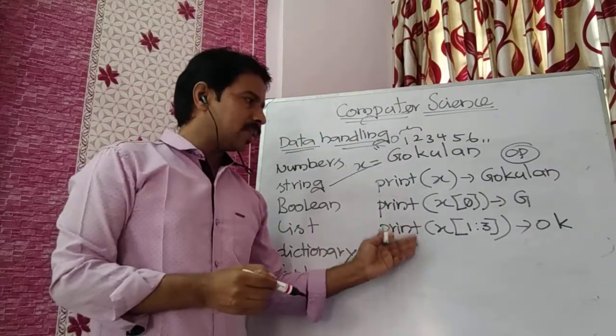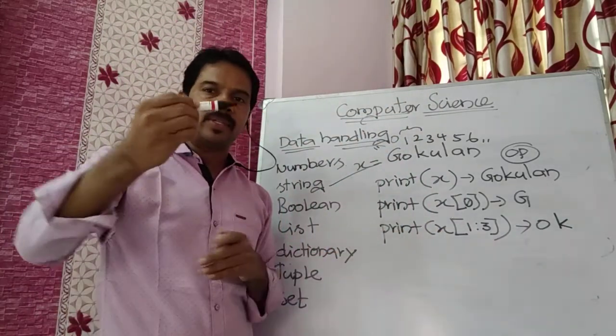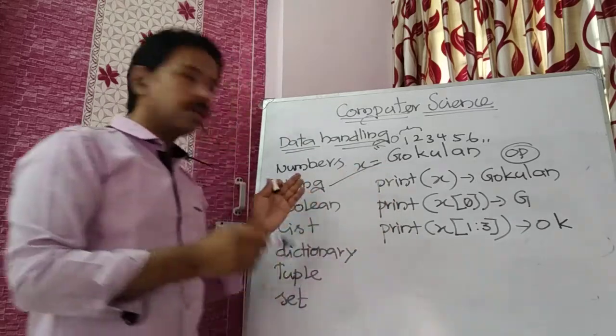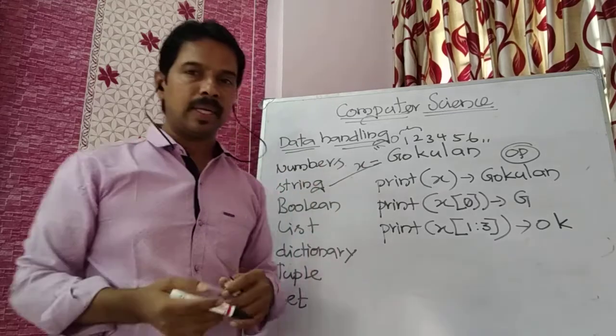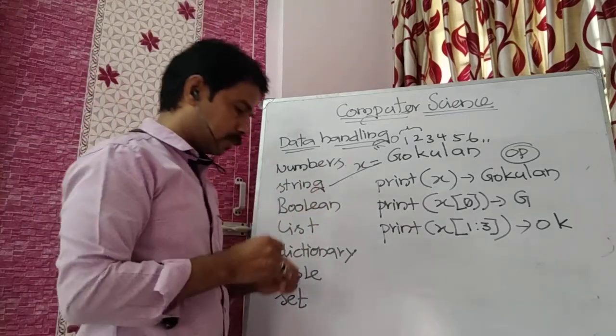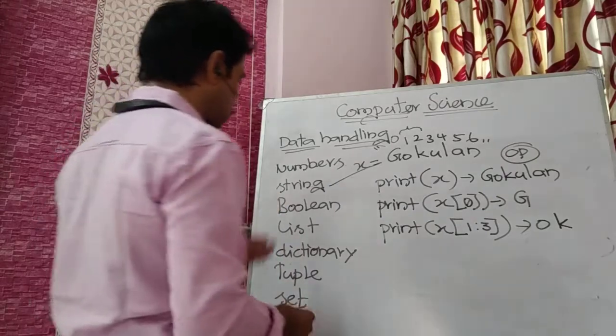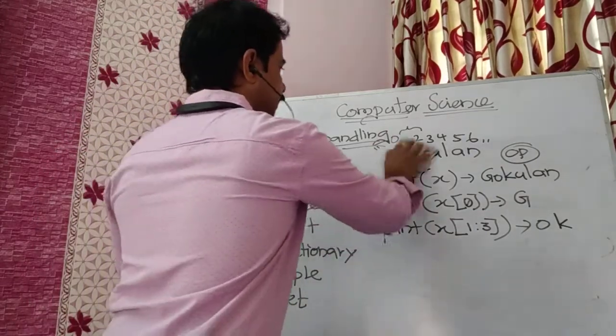Fine. Like this, many things are there that we will see, because for strings we have a separate chapter itself in your 11th. We will see it in detail then. This is the basics. Fine. Next we will see something about Boolean.